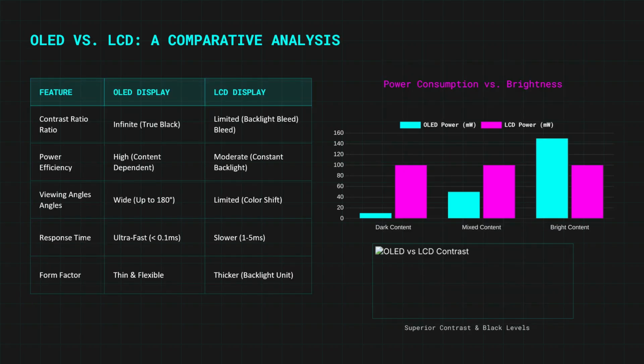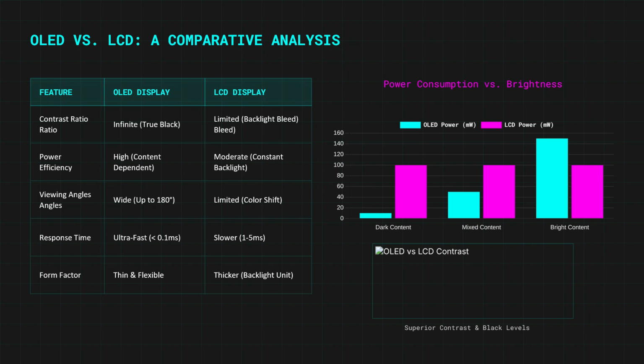Now let us compare OLED displays with LCD displays, which are commonly used in embedded systems. OLED displays offer several technological advantages. First, OLED displays provide infinite contrast ratios, because pixels can be completely turned off. LCDs cannot achieve true black because the backlight is always active. Second, OLED displays are generally more power efficient, especially when displaying darker content. Since pixels emit light individually, only the required pixels consume power.